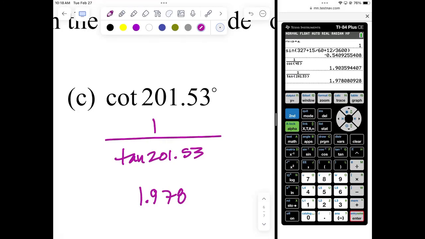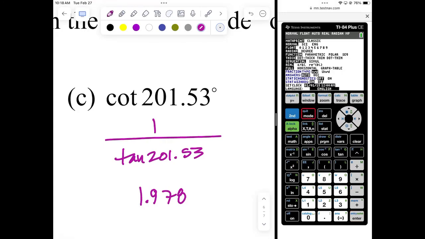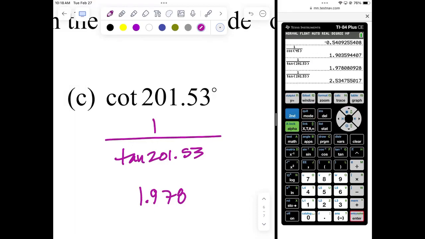But what did I not check beforehand? I did not check my mode. So if that had been like a negative number, I would have caught it. But I didn't catch it. So what should be always the first thing you do when you're doing these types of problems? Check your mode. Make sure you're in degrees or radians. Okay, notice I got a different answer. This one is not right.